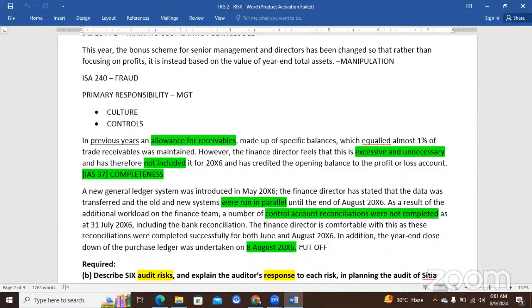But here, due to staff constraints, we decided to close the purchase ledger by 8th of August. Actually, if you close it on 8th of August, your purchases are overstated. Your purchases are overstated. You got my point? That is what a cutoff problem means. So this is the explanation for this audit risk.